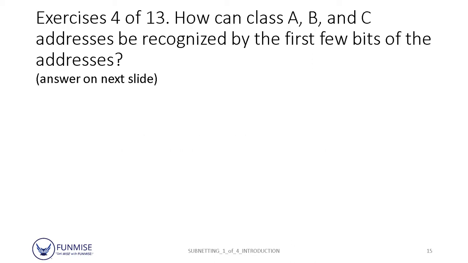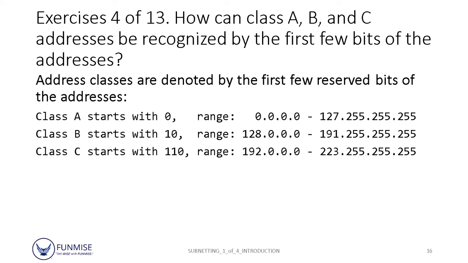Now, the follow-up question, exercise 4, is how can Class A, B, and C addresses be recognized by the first few bits of the addresses? Actually, it's fairly simple. The address classes are denoted by the first few reserved bits of the addresses. Like Class A, the first bit in a Class A address will be 0. The first 2 bits of a Class B address will be 1, 0. The first 3 bits of a Class C address will be 1, 1, 0. As you can see, as the 0 moves to the right, it denotes the address class.